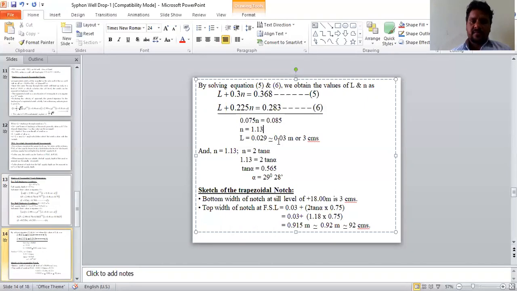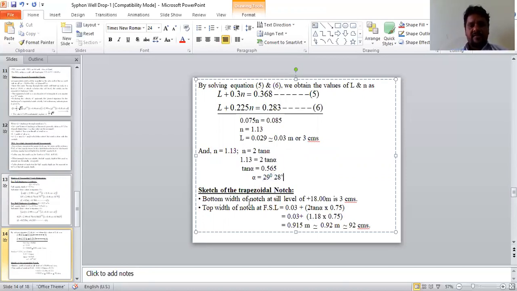So L is equal to, substitute that, we will get 0.03 meters. So convert into centimeters. So just 3 centimeters is the length of the notch, right? Trapezoidal notch. So this is the equation, N is equal to 2 tan alpha. From this, N is known, so alpha you will get approximately 30 degrees. Okay, approximately it is 30 degrees.